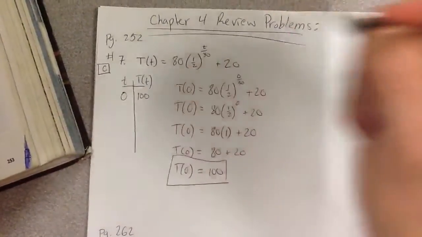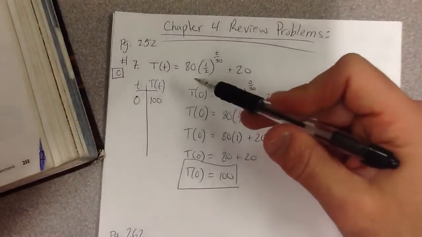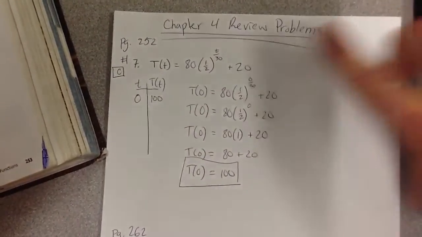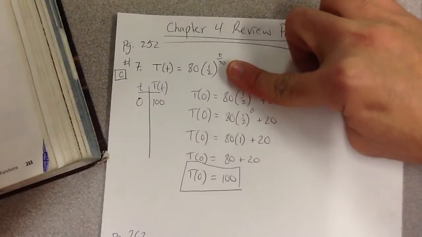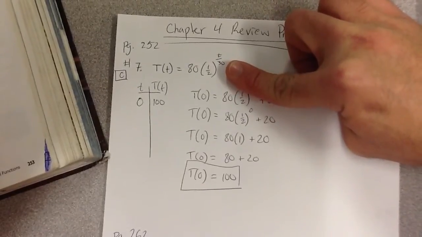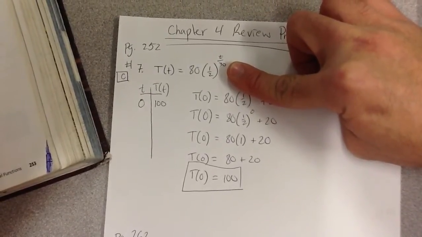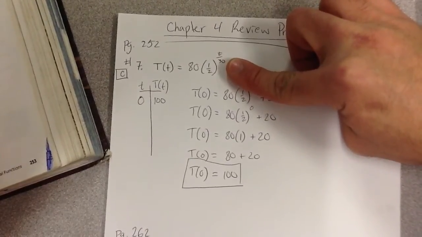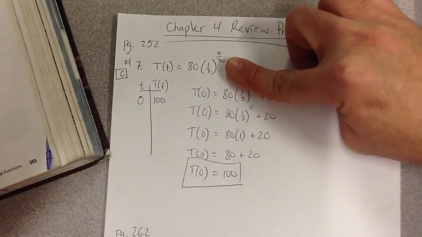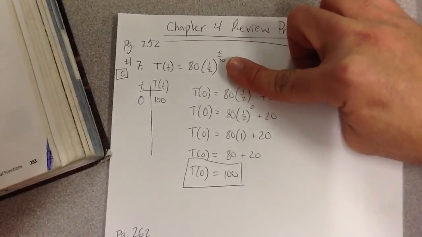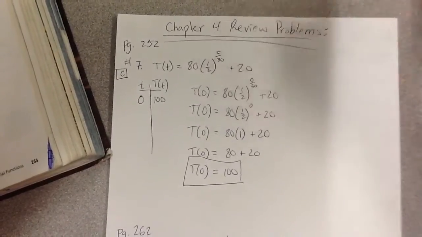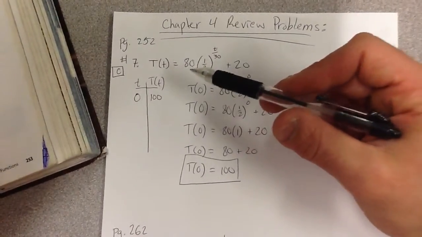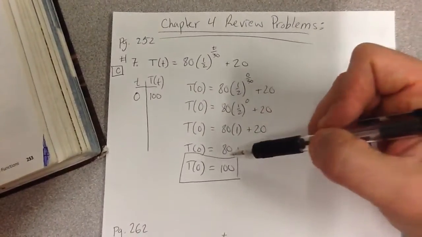So the temperature is not 80 at the beginning. It's 80, but then there's this 20 hanging out always with the problem. So again, if there was nothing here, the initial temperature would be 80, and then after half an hour, that 80 would be cut in half, it would be 40. And then after another 30 minutes, the 40 would be cut in half, it would be 20. But just remember, there's always this plus 20 happening at the end. So the initial is not just 80, it's 80 and then plus 20, which is 100.